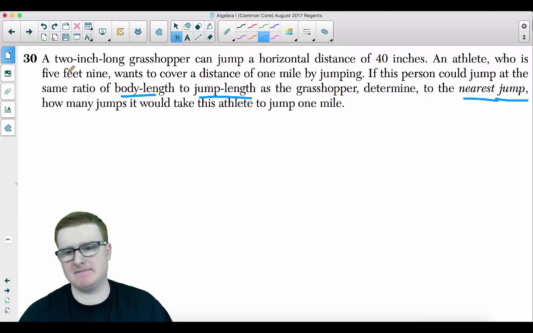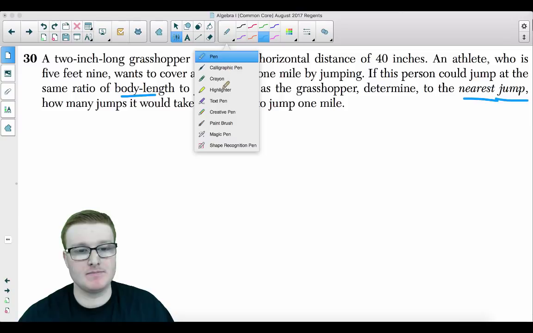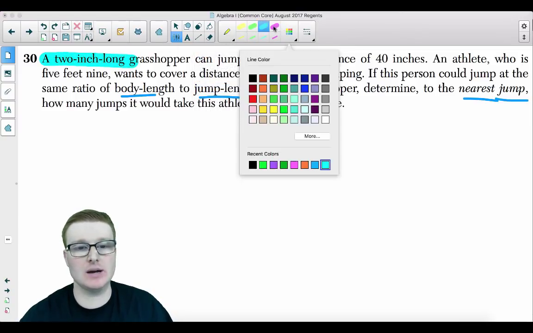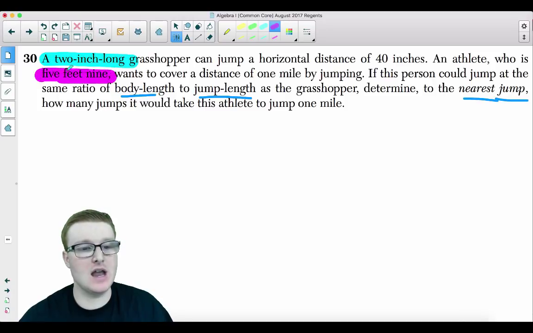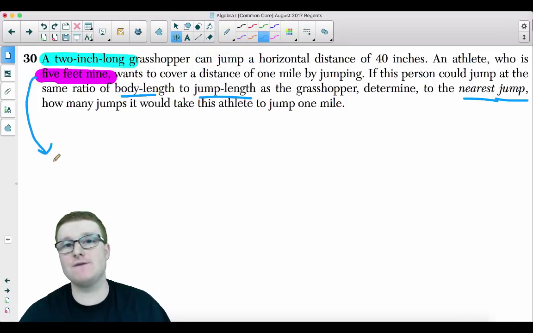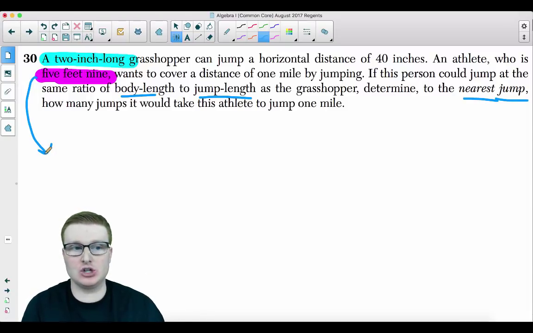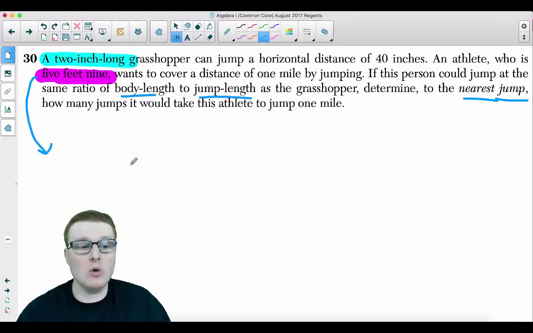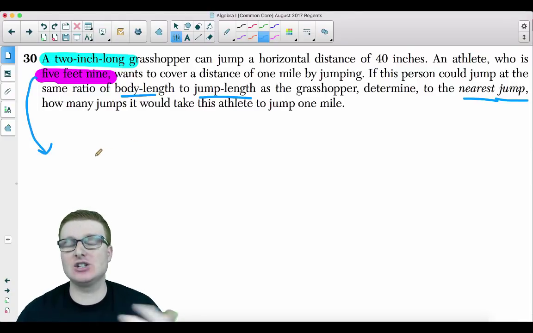Okay, here's the thing. I'm going to convert it to inches. Watch this. It says here in the problem, a 2-inch long grasshopper. So I'm going to take the 5'9" athlete and convert the 5'9" to inches. Now it's not too bad of a conversion. 5'9" means 5 feet 9 inches. So you know it's 9 inches, but what is 5 feet in terms of inches?